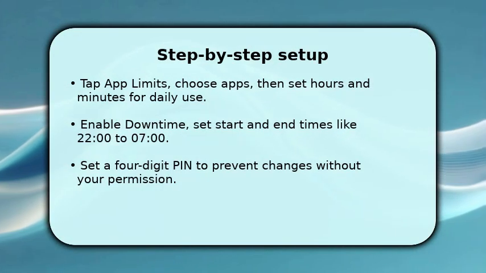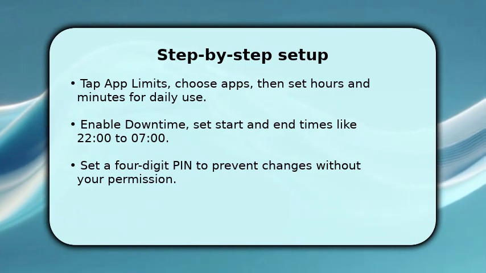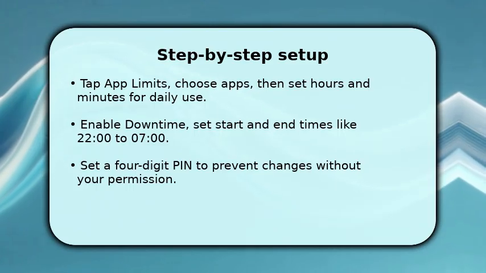First, tap App Limits, choose Target Apps, then set hours and minutes for daily use. Next, use Daily Limit to cap total screen time across all apps on this phone.